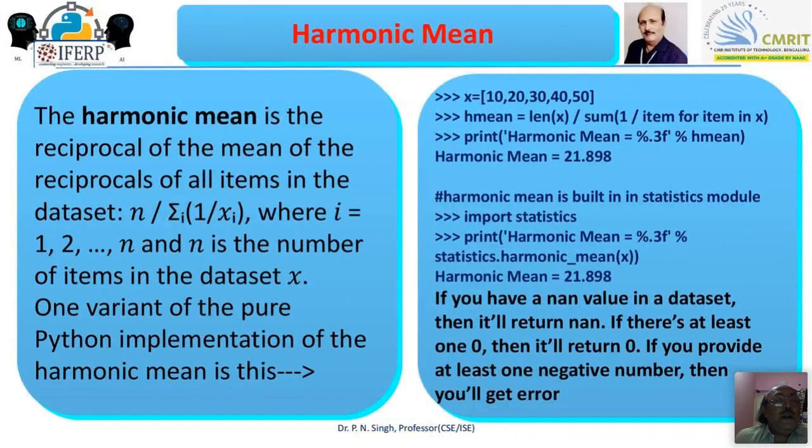Another is the harmonic mean: the reciprocal of the mean of the reciprocals of all the items. The mathematical formula is given here, where i runs from 1 to n, and n is the number of items in the data set.